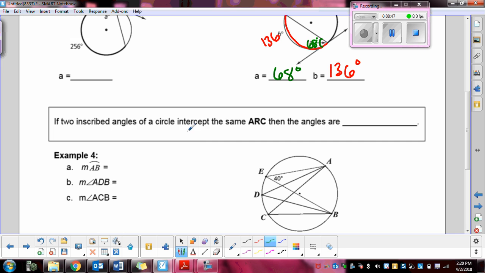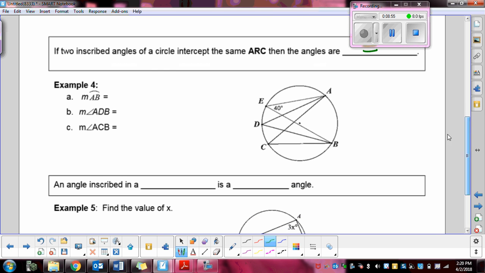If 2 inscribed angles of a circle intercept the same arc, then the angles are congruent, because they're both half of that arc. So if AEB is 40 degrees, then my arc A to B is twice that, right? It's 80. So that one is one question.